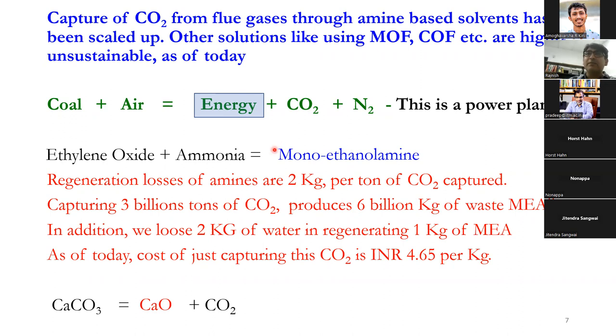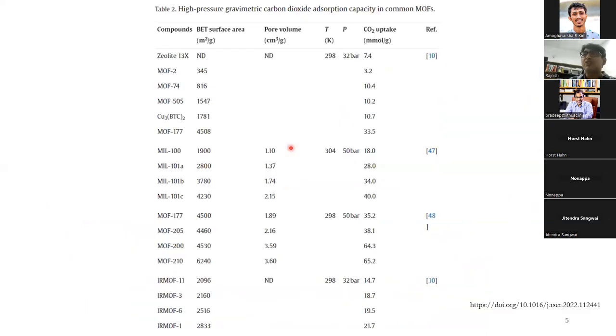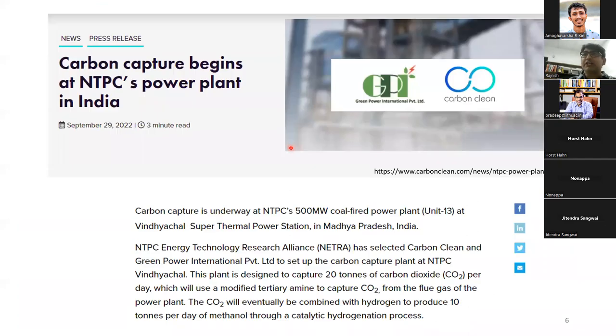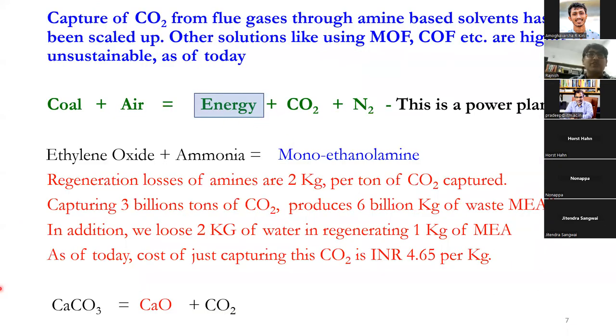Now, let's say this MEA, I told you the capture is a 25% energy penalty, but I didn't tell you about the cost. The cost is not mentioned over here, but currently the cost of CO2 capture, and this also has been now verified by this carbon capture plant in NTPC in Madhya Pradesh, is around 4.65 per kg. Rupees 4.65 per kg of CO2 almost comes out to be $50 per ton.